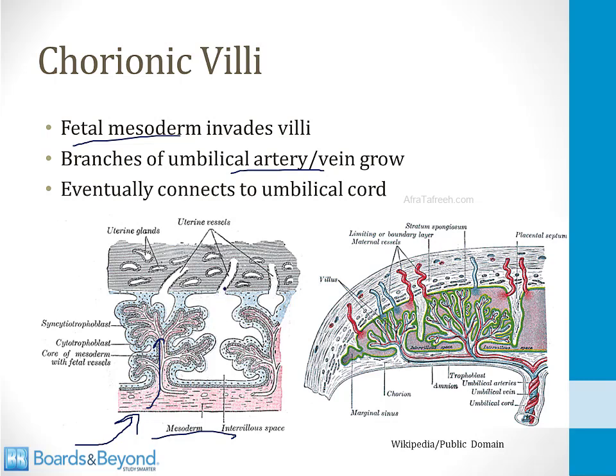So what's basically happening here is the maternal blood is filling these lacunar spaces. The baby's blood is flowing into and out of the villi, and that's how gas and nutrient exchange will take place. Eventually, these arteries and veins in the villi will connect to the umbilical cord, which has 2 umbilical arteries and 1 umbilical vein and carries blood back and forth between the placenta and the baby.